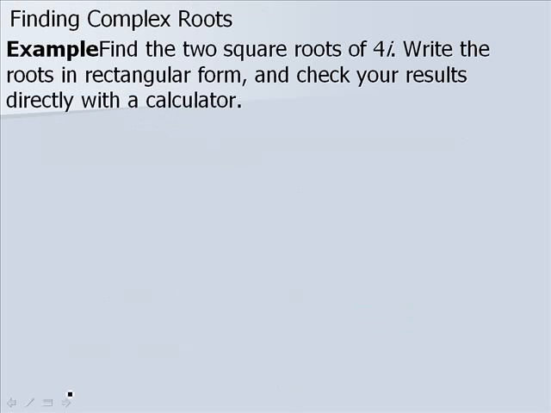In this example, we want to find the two square roots of 4i. We'll write the roots in rectangular form and check our results with a calculator. So first we want to write 4i in trigonometric form. So we have 4i. We know that this is the same as 0 plus 4i. So in this case, x is 0 and y is 4. So we want to find r and theta.